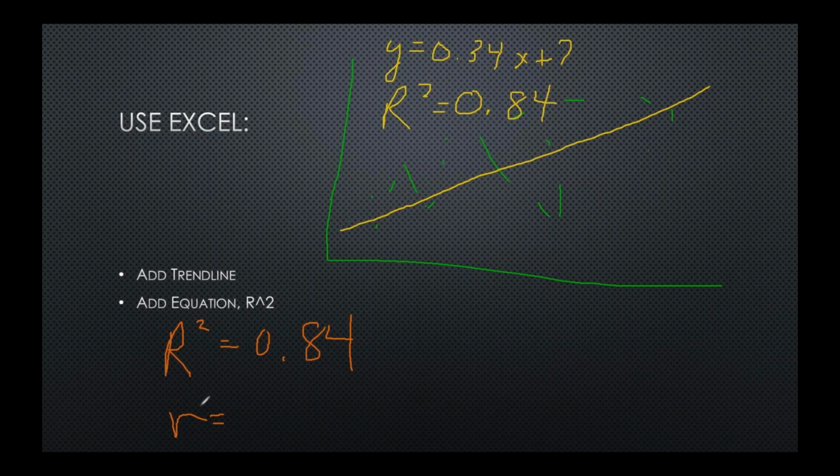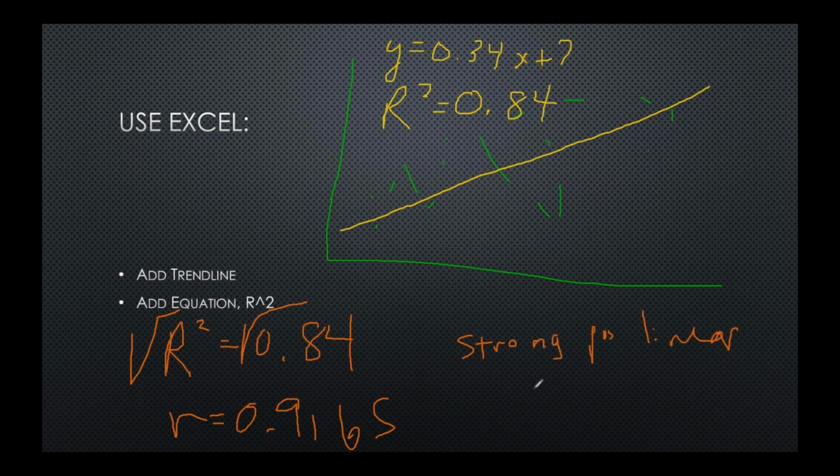Square root is absolutely correct because you're unsquaring something. So if I take the square root of both sides, the square root of 0.84 would give us 0.9165. And you would want to round to whatever it tells you to round to, right? So 0.9165. Great. That's pretty close to 1. So we would say there is a strong positive linear correlation between whatever variables we're talking about.